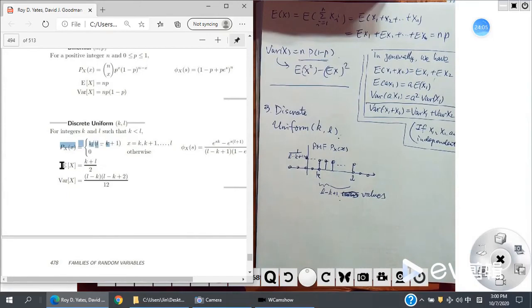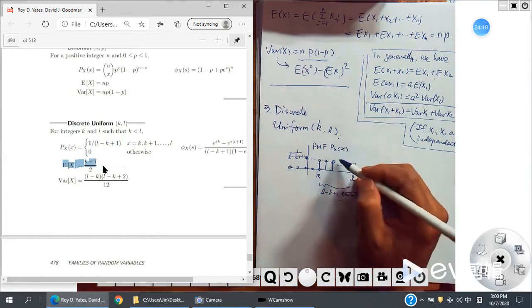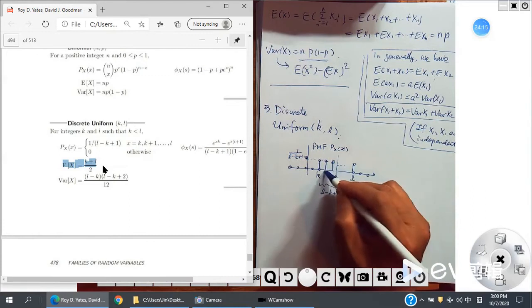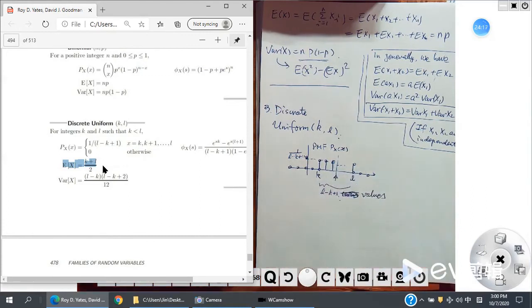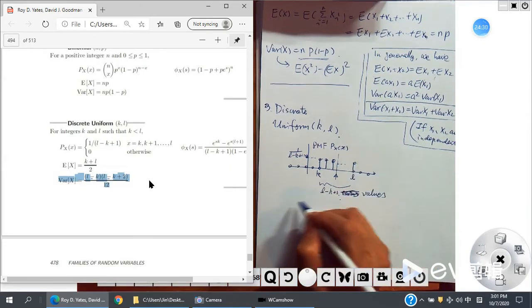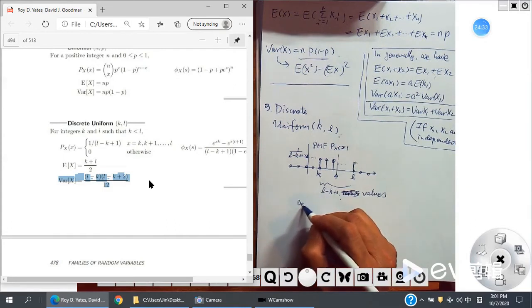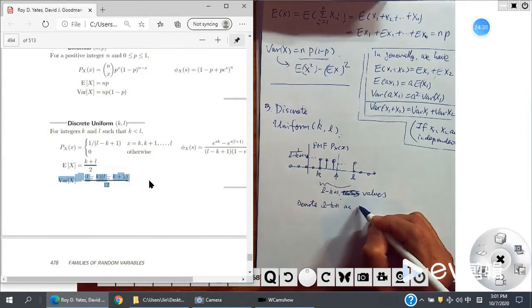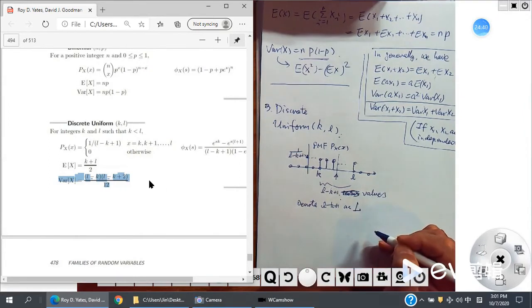And then the mean value is just K plus L over 2, so it's in the middle. This is the mean value, the expectation value. And the variance will be L minus K times L minus K plus 2. Actually, it is this one: denote L minus K plus 1 as capital L, that means the length.